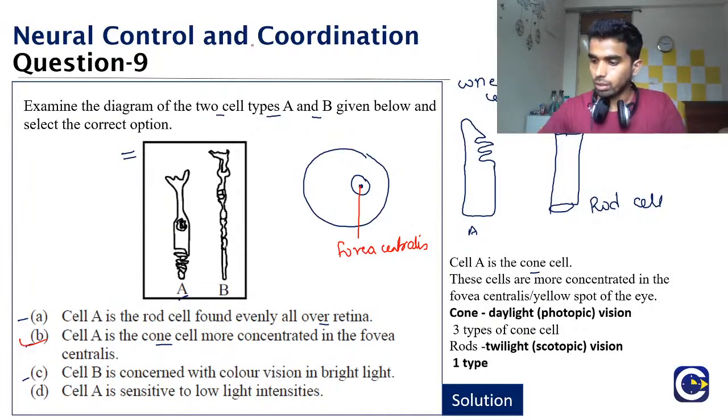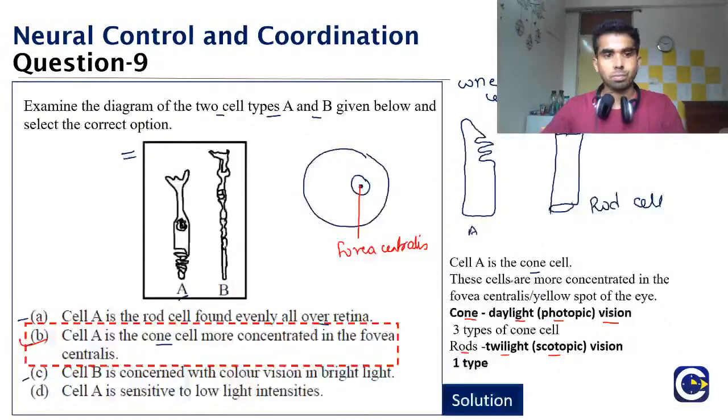And you also need to know, yes Trisha, yes Jivita, it is option B. One more thing about the cone is that it is responsible for daylight or photopic vision, and the rods are responsible for twilight or scotopic vision. There are three types of cone cell, responsible for red, blue and yellow color, and there is only one type of rod cell. All right, so the correct answer is option B.